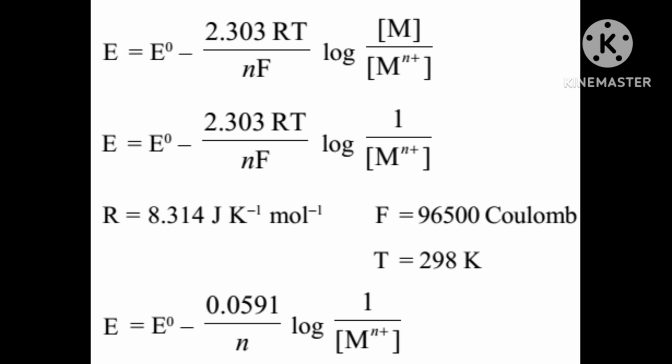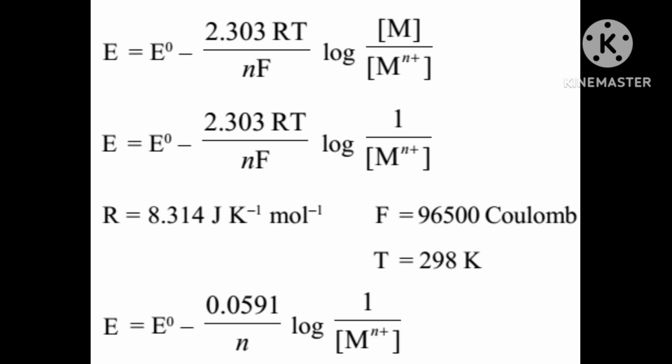If you solve it, this is mathematics: upside you multiply, down you divide by the R and T values, divided by 96,500. Then you will get 0.059. In the place of that you can write 0.059 for the three terms, with N upside down. N you leave. Now the fourth step: E is equal to E standard minus 0.059 over N, and after that it is ln as it is.